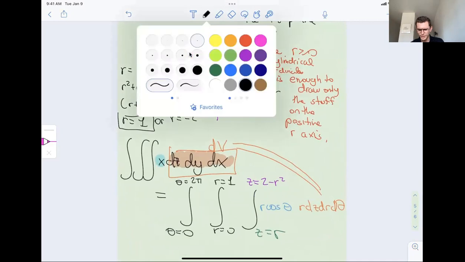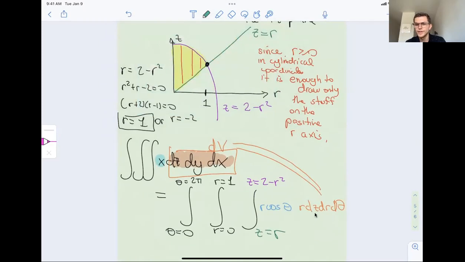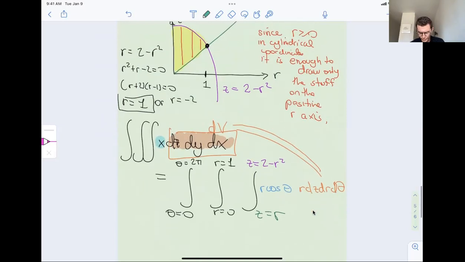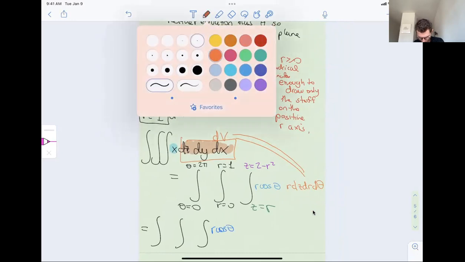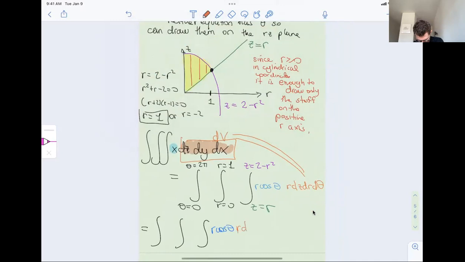Just related to someone's question, you could say, okay, here I'm doing dz dr d theta, but you could also have done the opposite order of integration, which is dr dz d theta. So I'm just switching z and r, the order in which they appear.